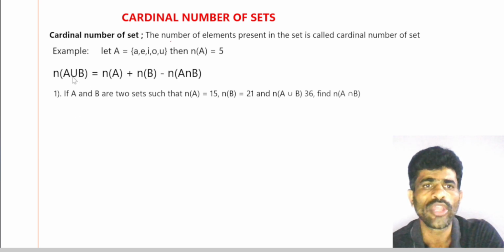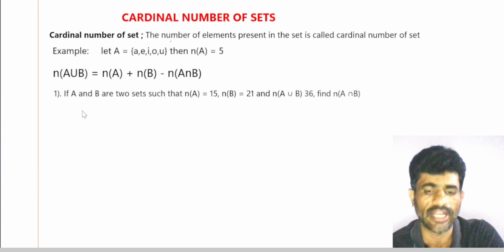So by using this formula we can find out how many elements are there in A intersection B. Already we know A union B means the set of elements of A or elements of B together. n(A) is the number of elements of A. n(B) is the number of elements of B. n(A intersection B) means the number of common elements of A and B. So by using this formula, let us solve this problem.